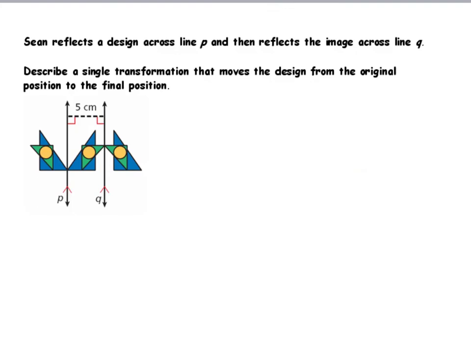So in our last example here, it says that Sean reflects a design across line P, and then he reflects that image across line Q. And we notice that P and Q are both parallel lines, so 2 reflections across 2 parallel lines is equivalent to just a translation. So describe a single transformation that moves the design from the original position to the final position. And I just kind of said it. If you have 2 reflections across 2 parallel lines, it will just be a translation. So we're going to say it is a translation.